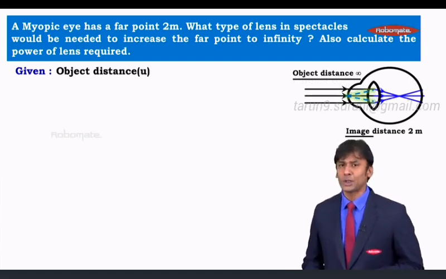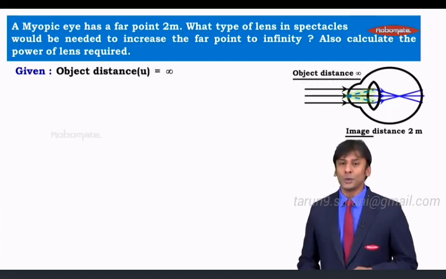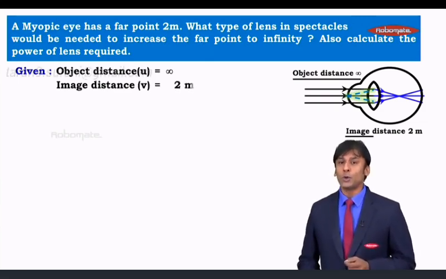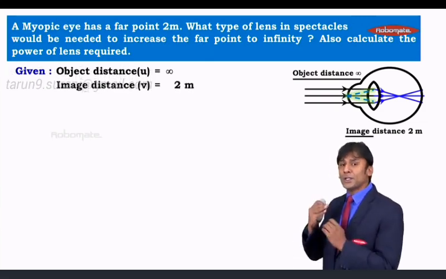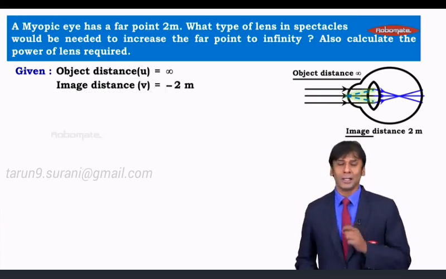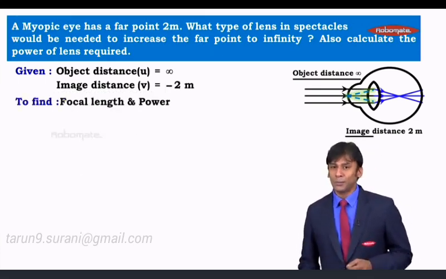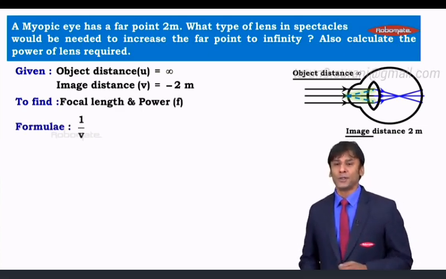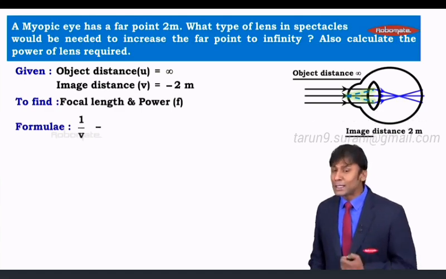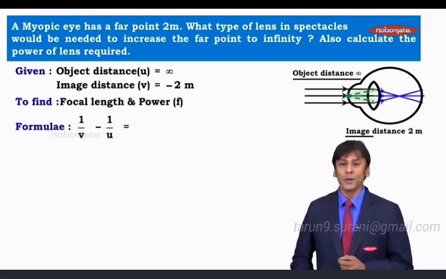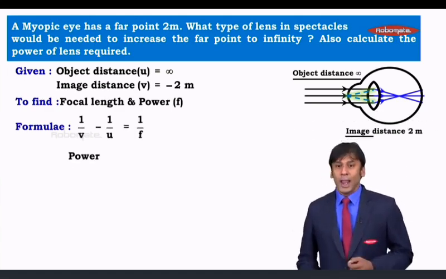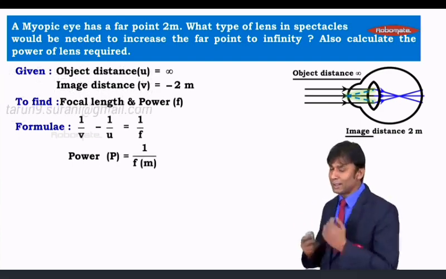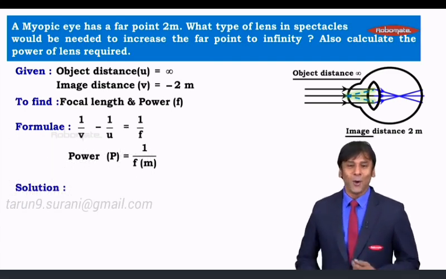Let's start with the numerical. First, object distance u, and object distance u is infinity. Further, image distance v is equal to 2 meters, but image is to the left of the lens, so we take it as negative. What are we supposed to find? The focal length and power. Now, to find this, let us see which formula is required. Once again, the first formula is the lens formula, that is 1 upon v minus 1 upon u is equal to 1 upon f. And the second is power is equal to 1 upon f. And focal length is in meter, of course. Now let's go and solve this numerical.